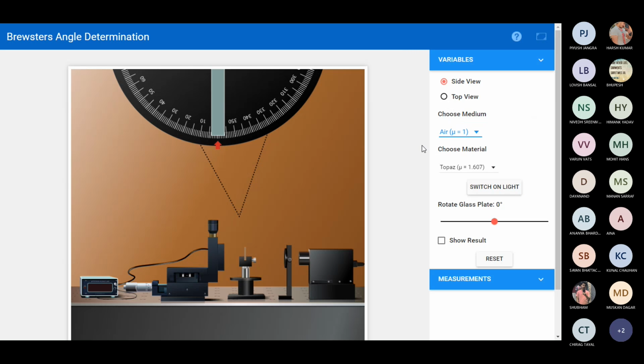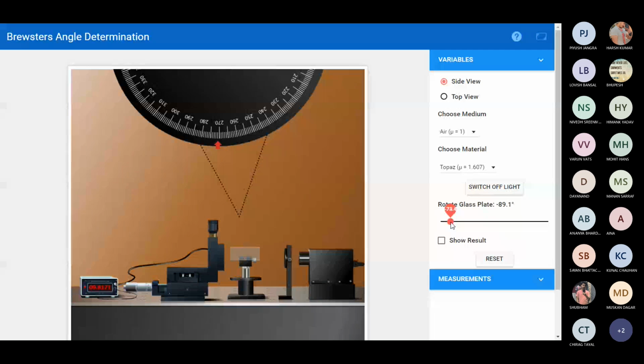I have selected the surrounding medium as air, let's say. Then the material, let's say this is topaz, having refractive index 1.607. The angle, let us say I have kept it in the beginning at minus 90 degrees. When you switch on the light, you fix the position of this reflecting material by changing the angle of incidence. When you change the angle of incidence, you can see in the current output unit that the current being received is changing.